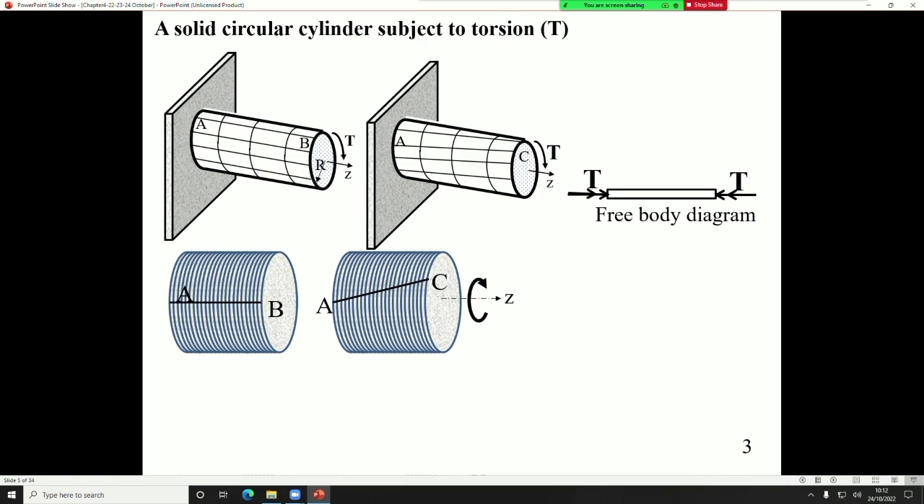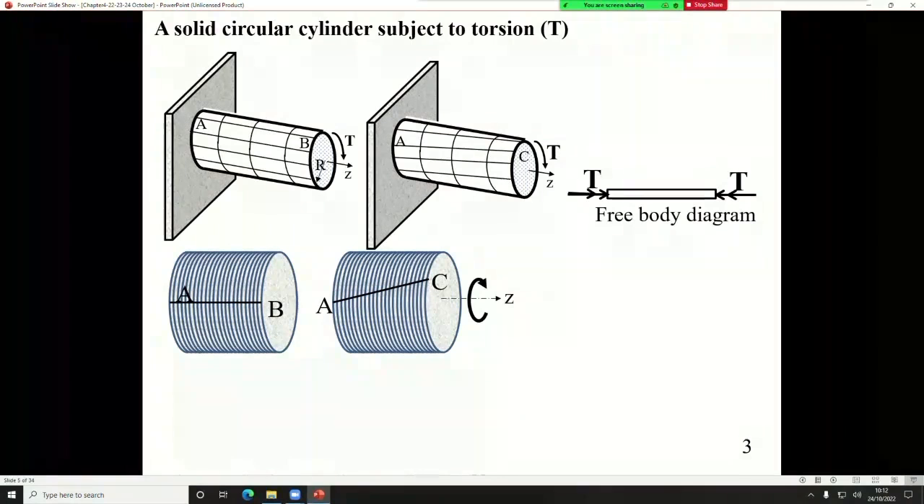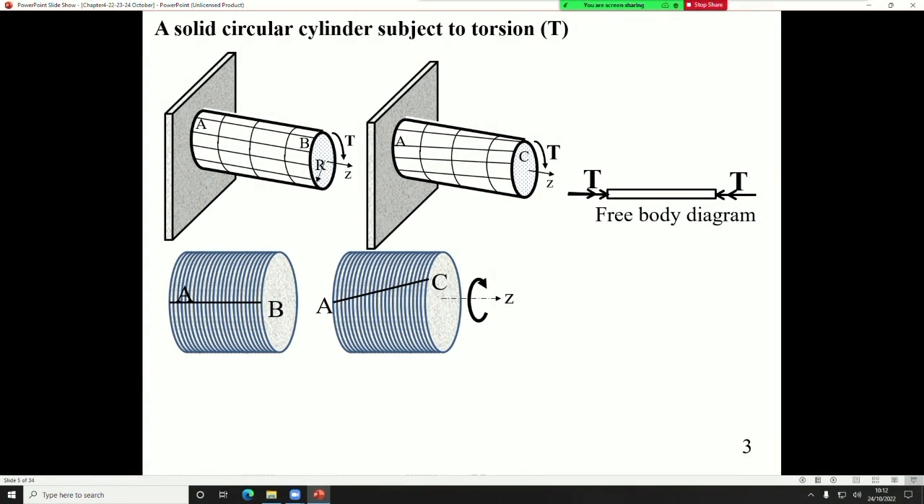So the first one rotates, then applies a shear force to transmit the rotation to the next disk. And the same, the second disk transmits it to the next one by applying a shear force to it. It means when we apply a torsion to a structure, the outcome is not an axial force, tension or compression. When you apply a torque, the outcome is shear stress, in order for the torque to be transmitted from one side to another.